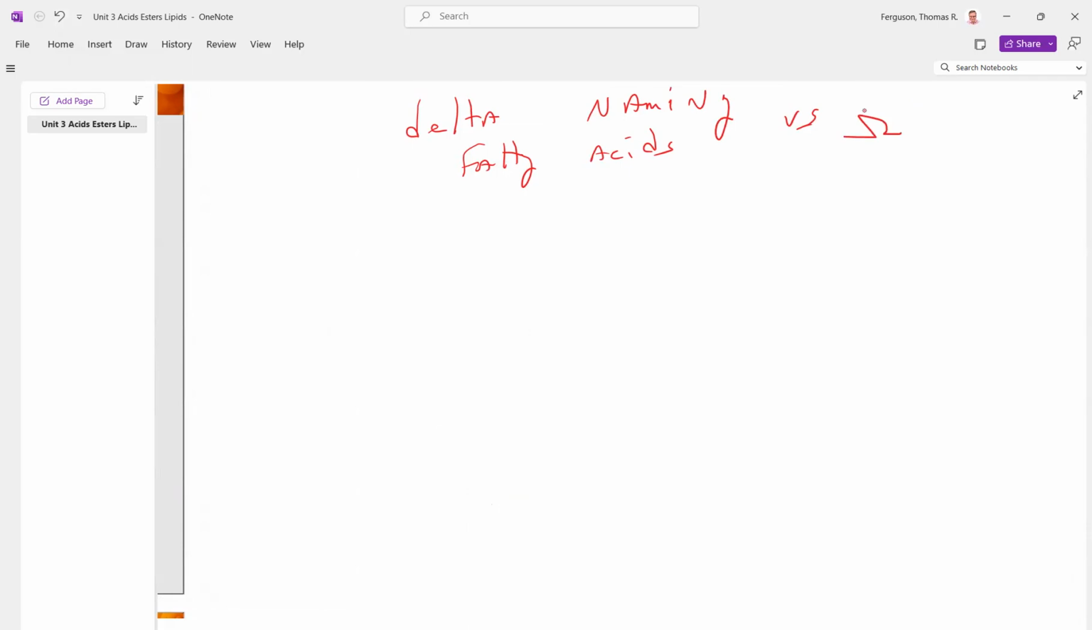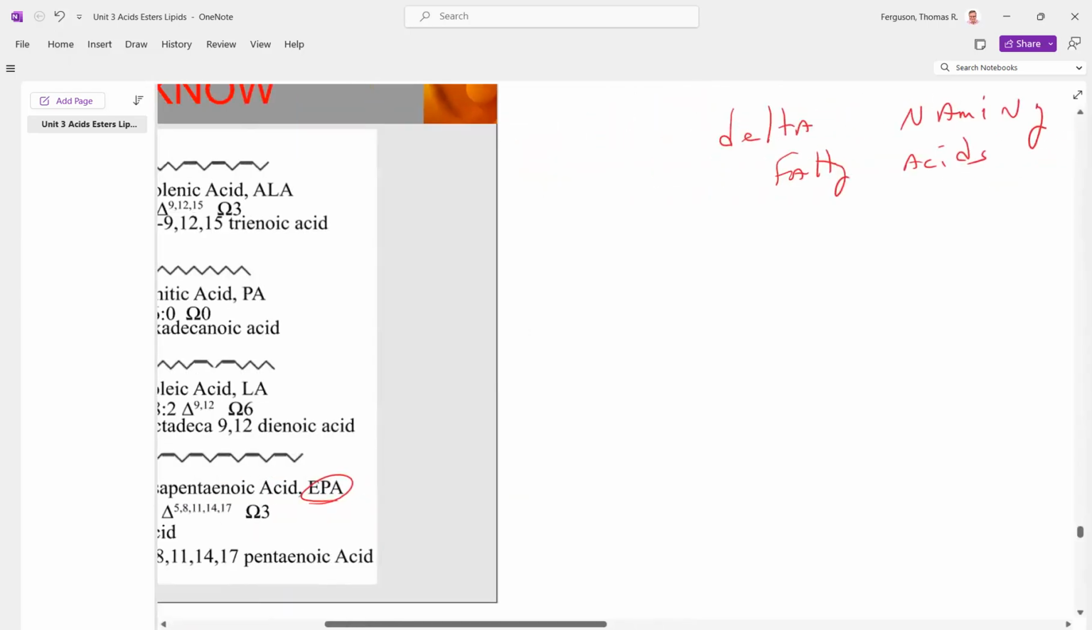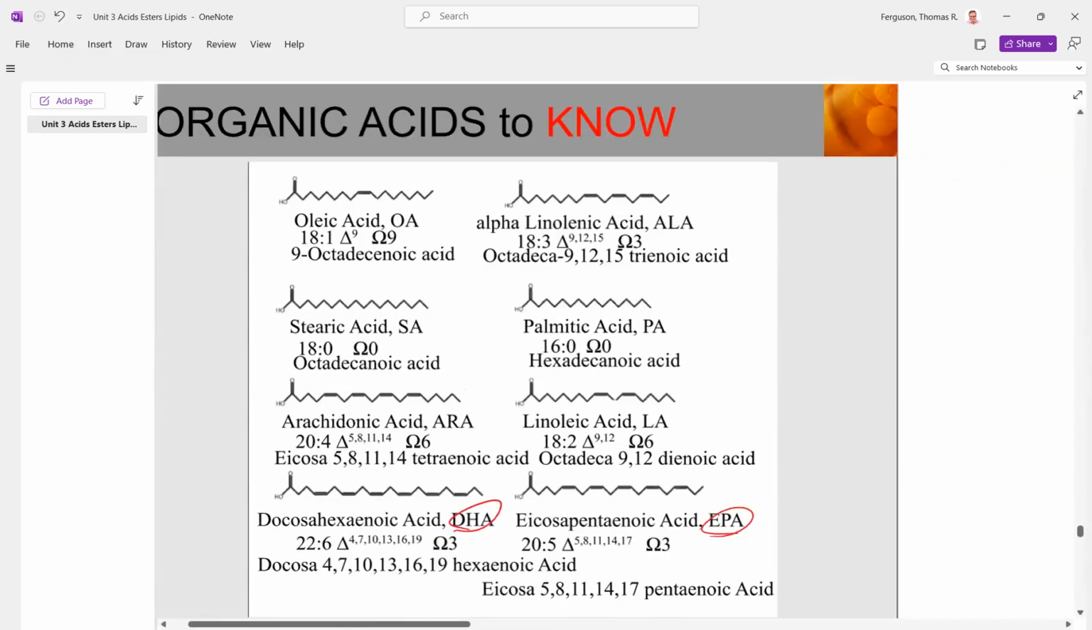Versus the omega naming. Okay, if we look at a simple fatty acid, oleic acid. They found oleic acid in olives, hence the name oleic. So the fat in olive oil is made up of oleic acid.